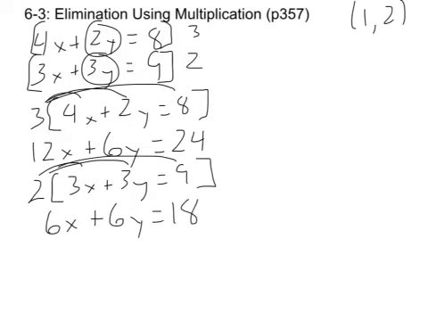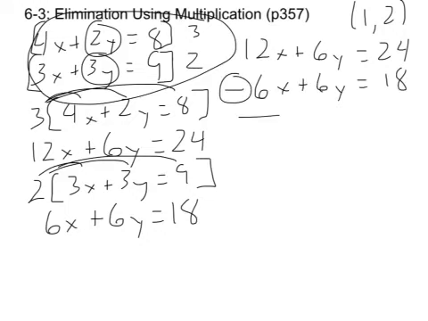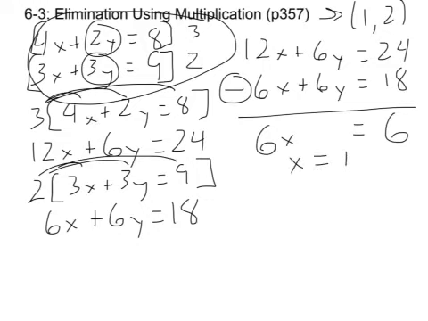So now my new system, which is equivalent to my original system, is 12x plus 6y equals 24, and 6x plus 6y equals 18. I need to subtract them to get rid of my y. 12x minus 6x is 6x. 6y minus 6y, I've got no y left. And then I put my equal sign. 24 minus 18 is 6. So now we have 6x equals 6. I divide both sides by 6 to get x equals 1. Hey, look at that. x equals 1, same as over here.